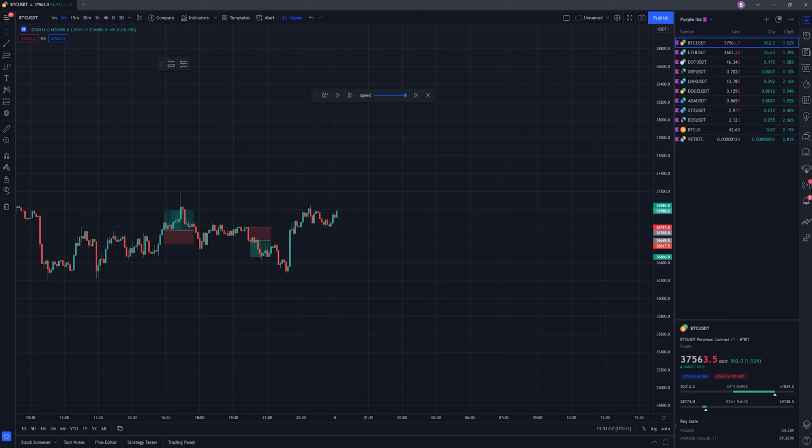Hey guys, I found a new scalping indicator and I'm really hyped about it. I think I can get a lot of profit with this one, but first let me backtest it 100 times.